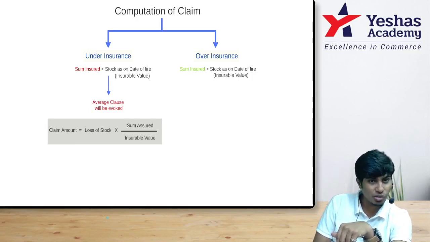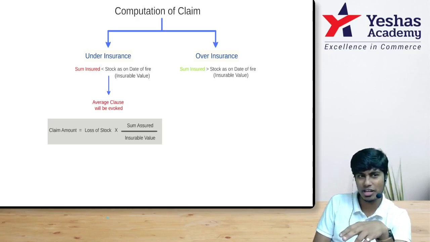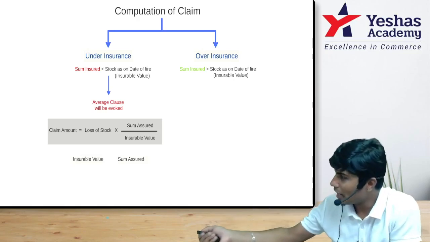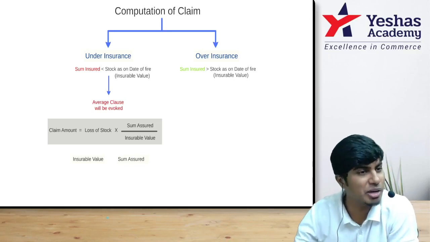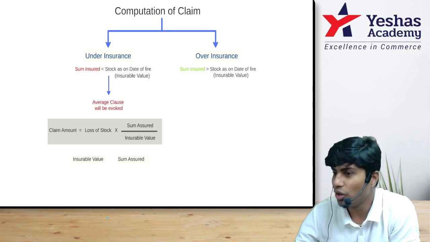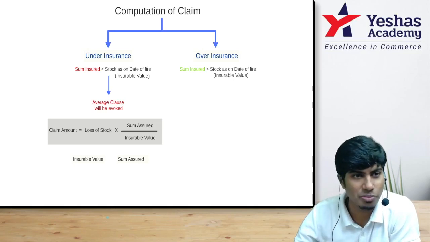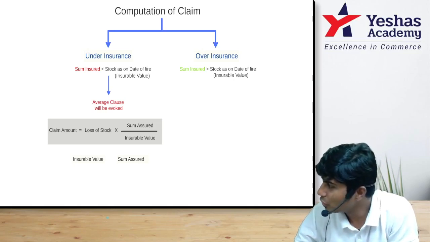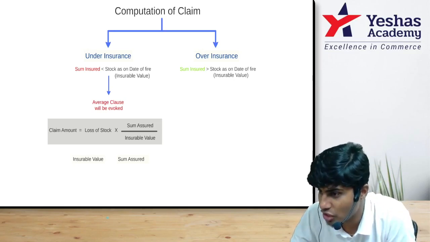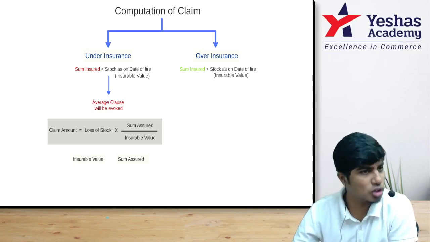So should we mug this formula? Yes. No, sir, you never made us mug any formula. You are right, I will not let you mug that formula. It is very simple. Insurable amount is the amount to the extent to which we should have taken the policy: 1 lakh 20. Sum assured, 1 lakh, is the amount to the extent to which you've taken the policy. And from the insurable amount, we identify the loss of stock. What is the actual loss of stock?